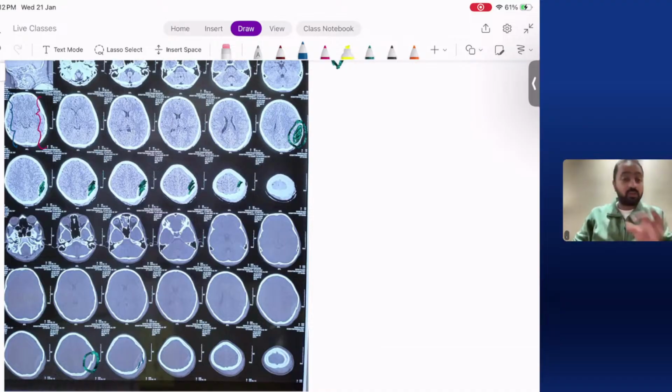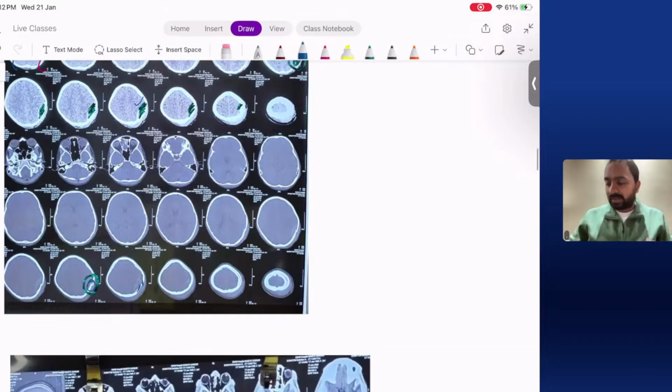The reason for telling and showing you the CT scan is that when you are given a CT scan, try to read to find out the pathology. Yes, definitely we have EDH, but we also do have a depressed fracture over here. Right. So now let's go on to the next image.